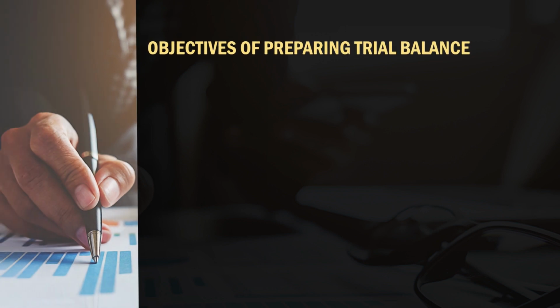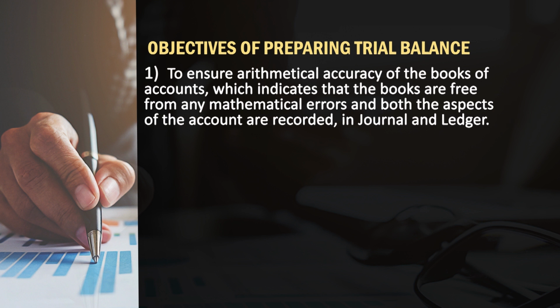Next one is objectives of preparing trial balance. Now it is pertinent to understand why actually the trial balance is prepared. The first one is to ensure arithmetical accuracy of the books of accounts, which indicates that the books are free from any mathematical errors and both aspects of the account are recorded in journal and ledger.